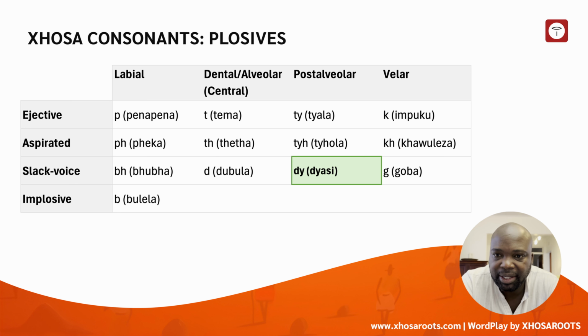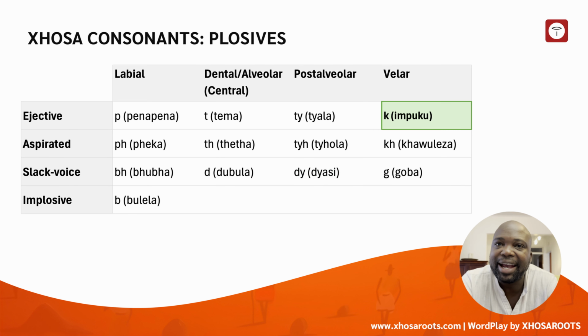Let's look at the last group of these plosive consonants. Sorry, I'm still stuck on the postalveolar now. Now for the velar plosives, it's ka. That's the ejective one, ka.